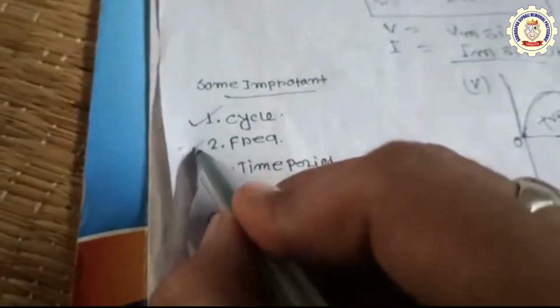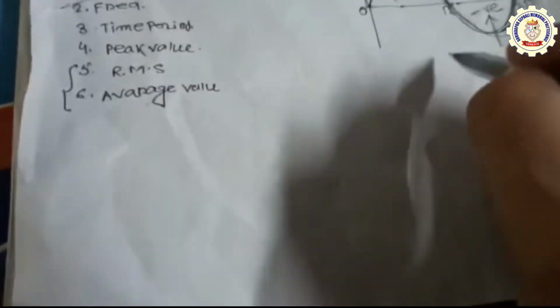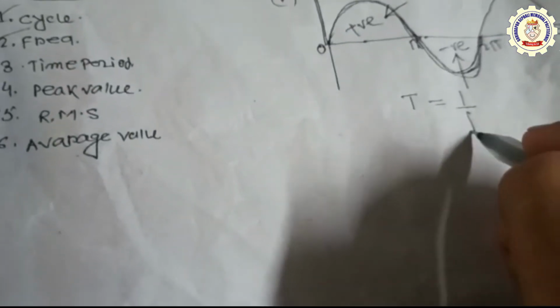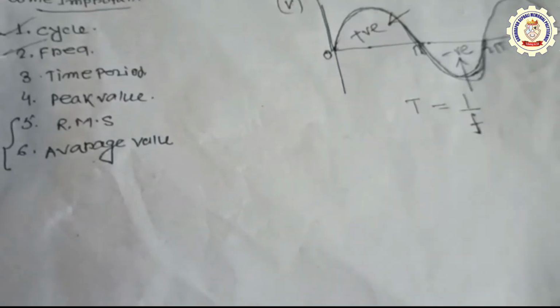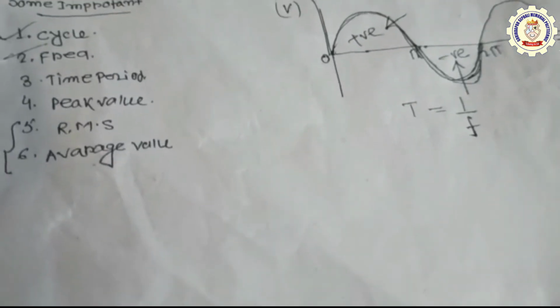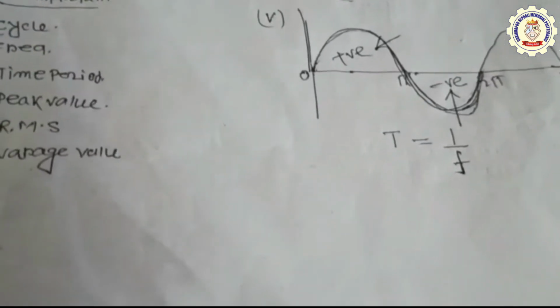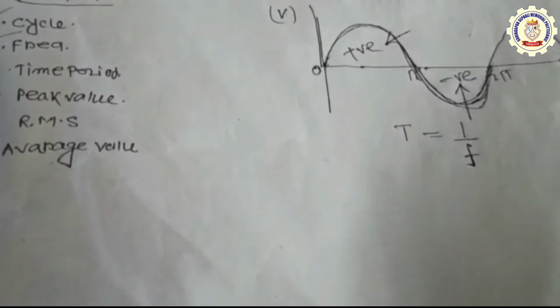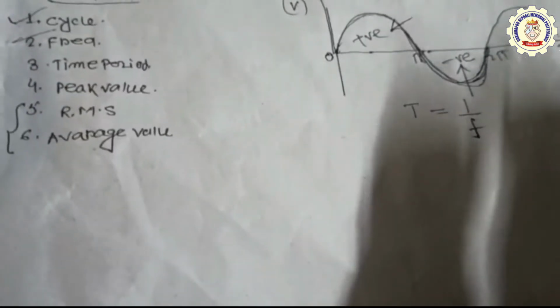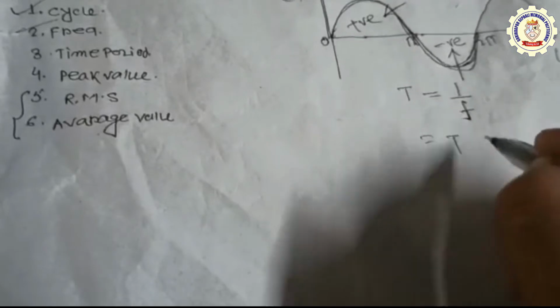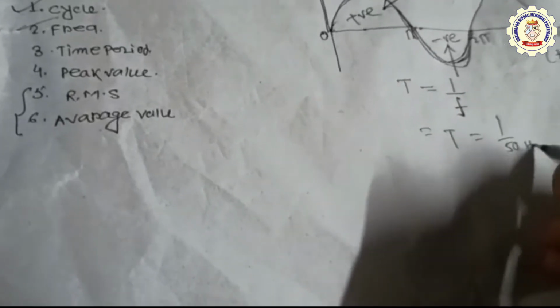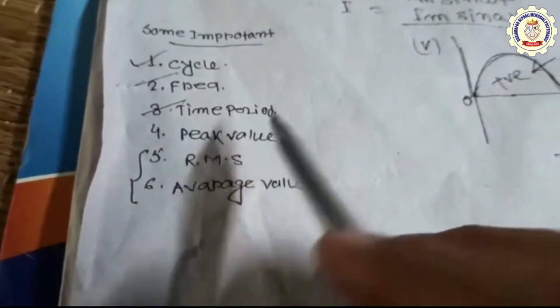Okay, what is the cycle? Already discussed. Frequency discussed. Now time period T. T equal to 1 by F. मतलब it is the reciprocal of frequency. That means in India T equal to 1 by 50 hertz. Now already discussed. Now peak value.